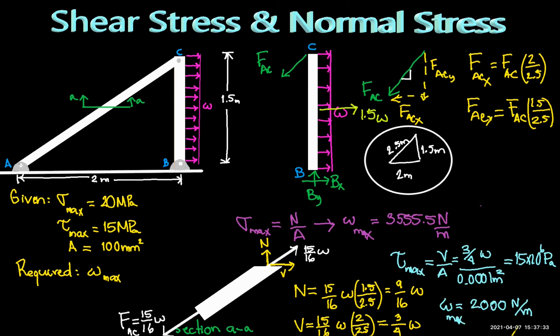As we can see over here, the distributed load based on the normal stress constraint is larger than the distributed load based on the maximum shearing stress constraint. Therefore, in order to avoid failure in this structure, we need to choose the smallest maximum value of W. In this case, the largest intensity of the uniformly distributed load that can be applied to the frame is 2000 newtons per meter. And that will be our final answer.